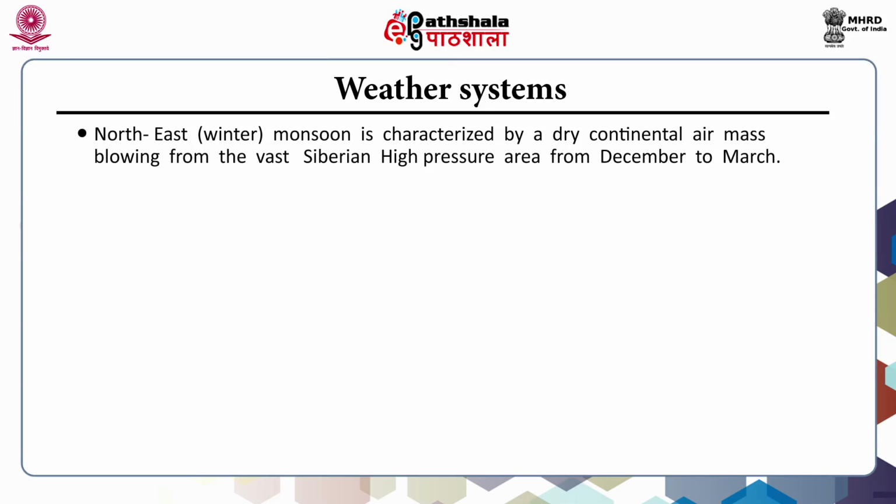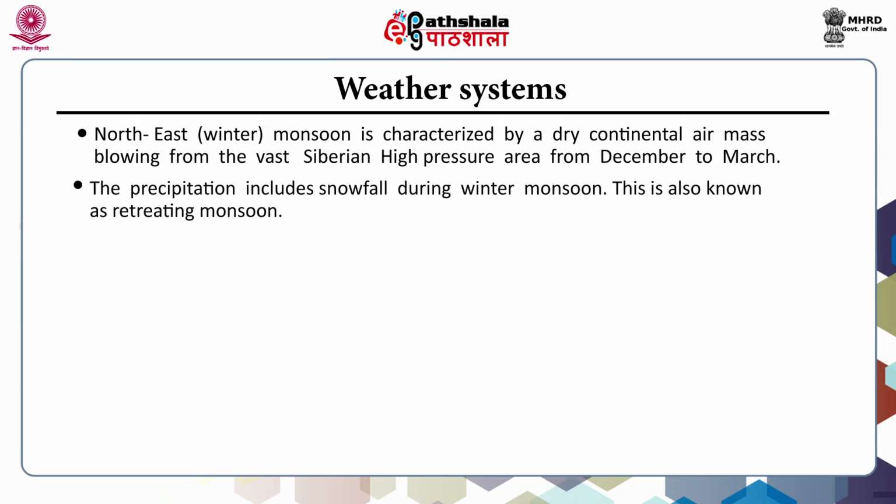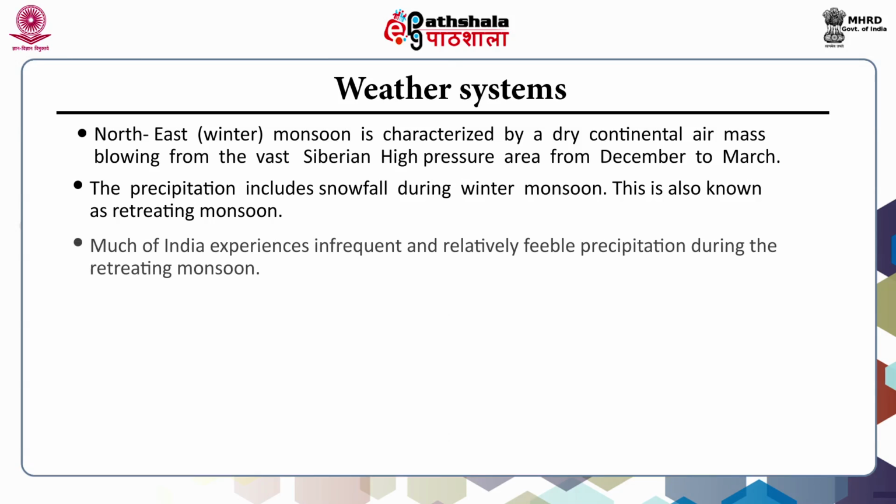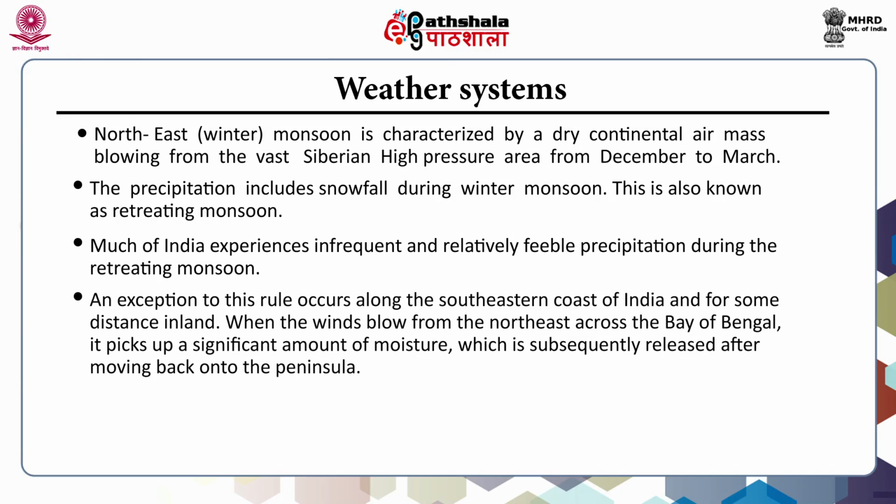Northeast, that is winter monsoon, is characterized by a dry continental air mass blowing from the vast Siberian high pressure area from December to March. The precipitation includes snowfall during the winter monsoon. This is also known as the retreating monsoon. Most of India experiences infrequent and relatively feeble precipitation during the retreating monsoon. An exception to this rule occurs along the southeastern coast of India and for some distance inland.